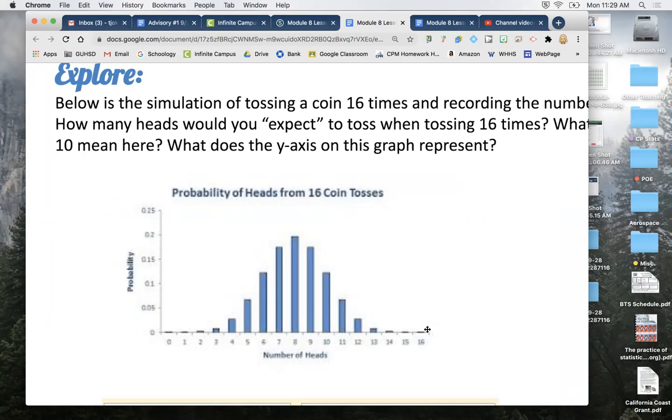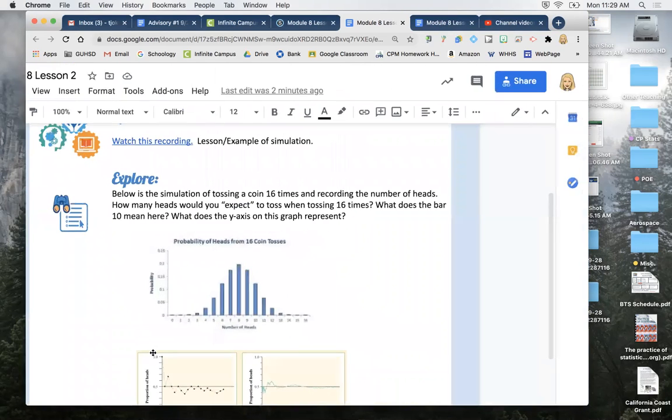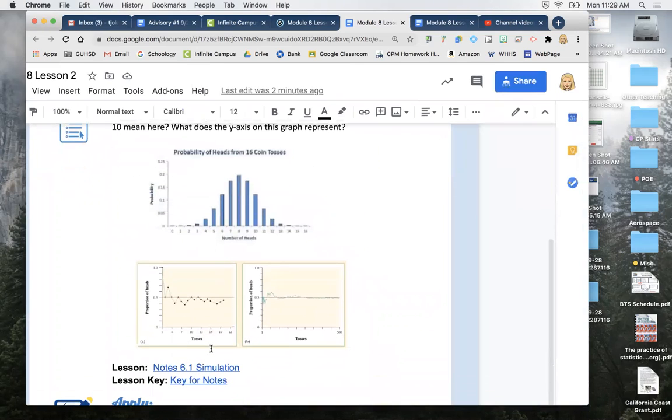And you can see it gets more and more infrequent. This would be pretty rare, right? To get 16 heads or get no heads when you're tossing a coin. That would be extremely, extremely rare. So that's what you're seeing there.